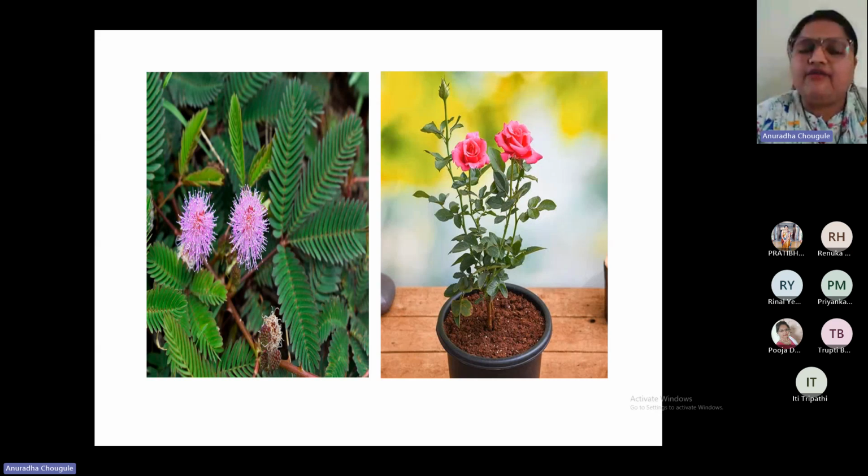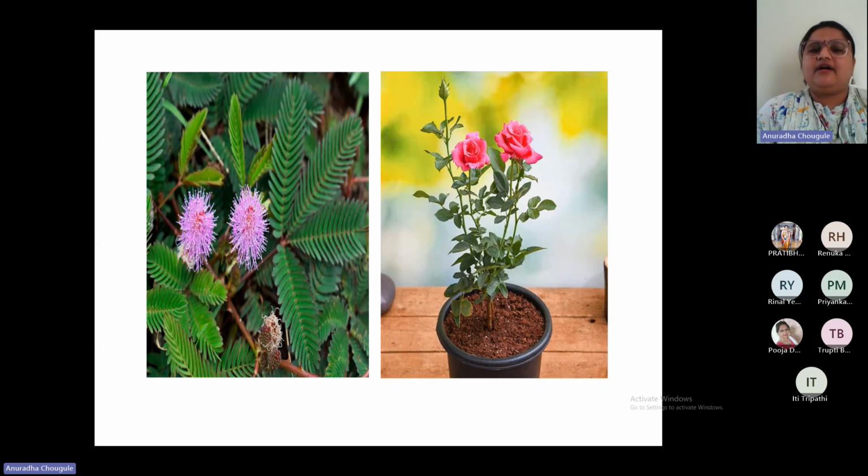Can you tell me what is the hereditary character in both these plants? We can observe the physiological characteristics. That's why I'm taking these examples. Flowers, and about the touch me not, when we touch it, the leaves shrink. It is also a hereditary character. Yes, very good, Renuka.